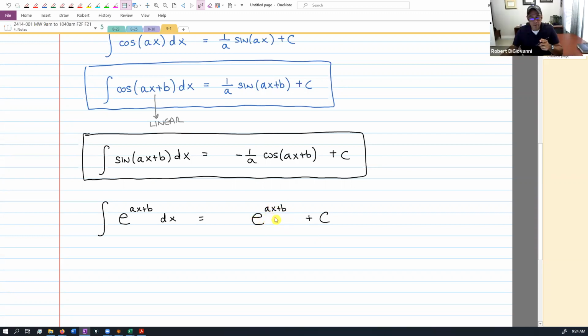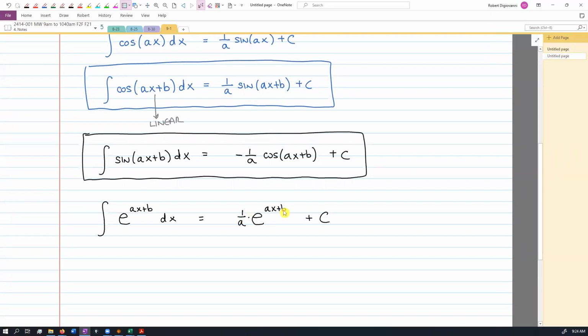If I took the derivative of this, the derivative would be e to the ax plus b itself, times the derivative of what's up here, which is just a. So we would again need a 1 over a out front to kill off the a that comes out from the chain rule. Is this making sense, y'all?